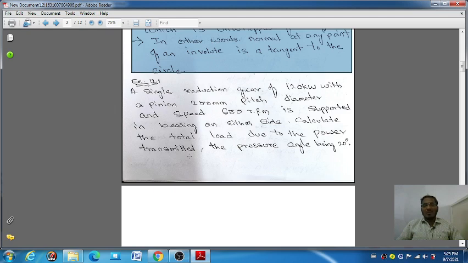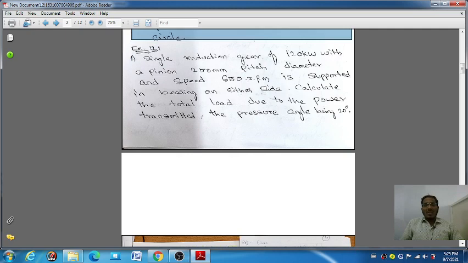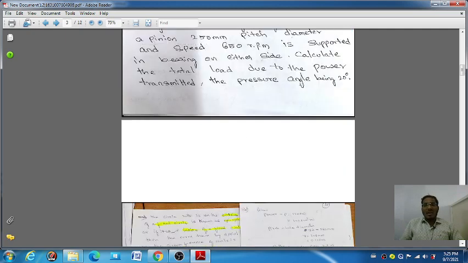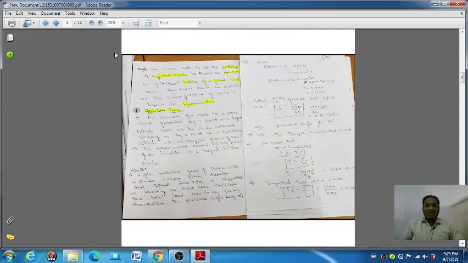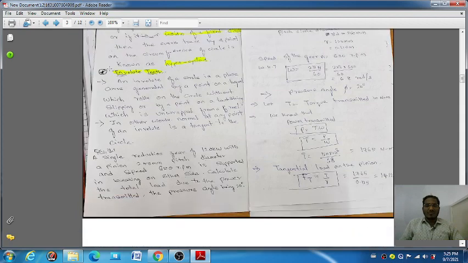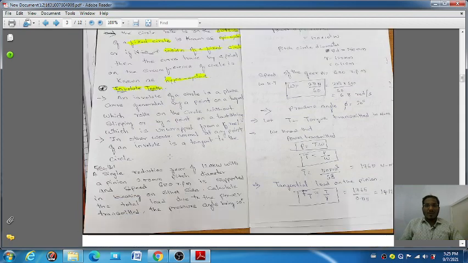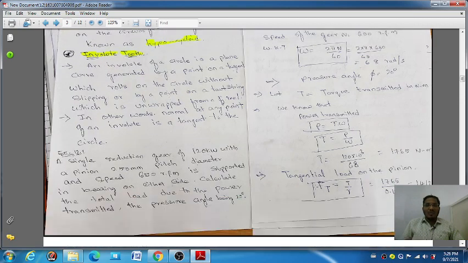Calculate the total load due to the power transmitted, the pressure angle being 20 degree. Okay, here some given data is there, and the question is asking to calculate the power transmitted with the pressure angle 20 degree. Here I have given you the question and the problem to solve. First we have to write the values.